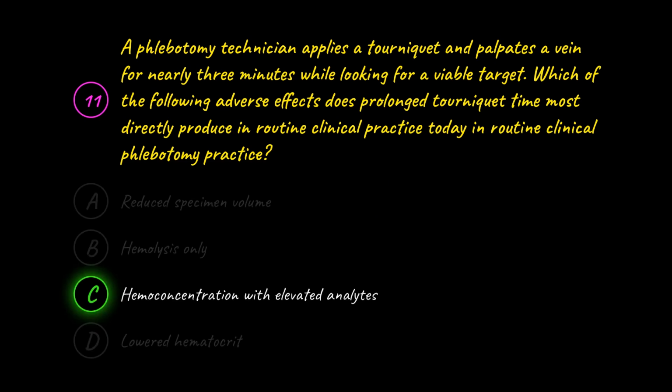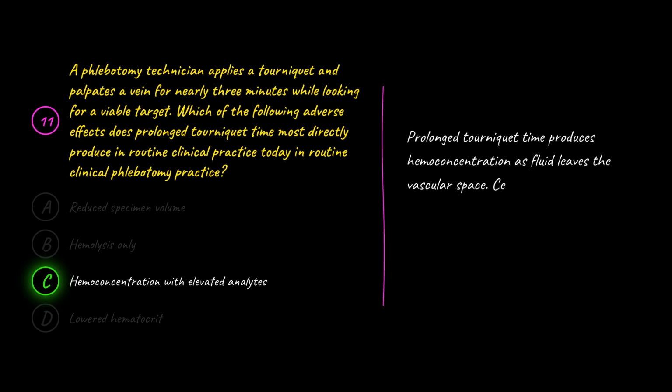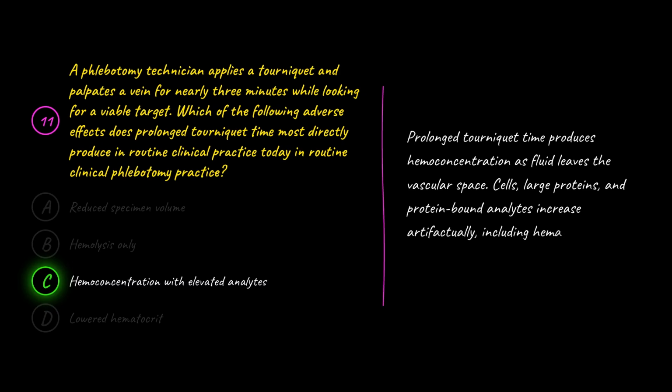The correct answer is C. Hemoconcentration with elevated analytes. C is correct because prolonged tourniquet time produces hemoconcentration as fluid leaves the vascular space. Cells, large proteins, and protein-bound analytes increase artifactually, including hematocrit, albumin, calcium, and many enzymes. The standard reflects current practice in routine clinical phlebotomy.